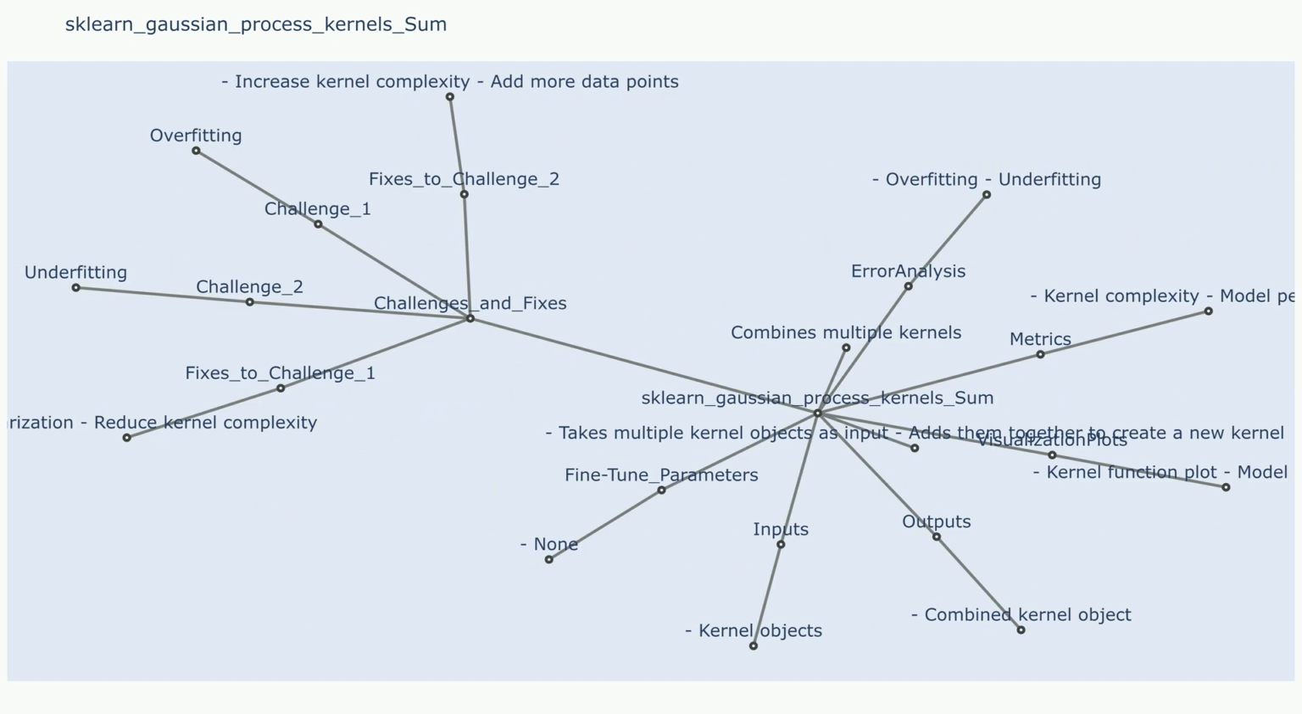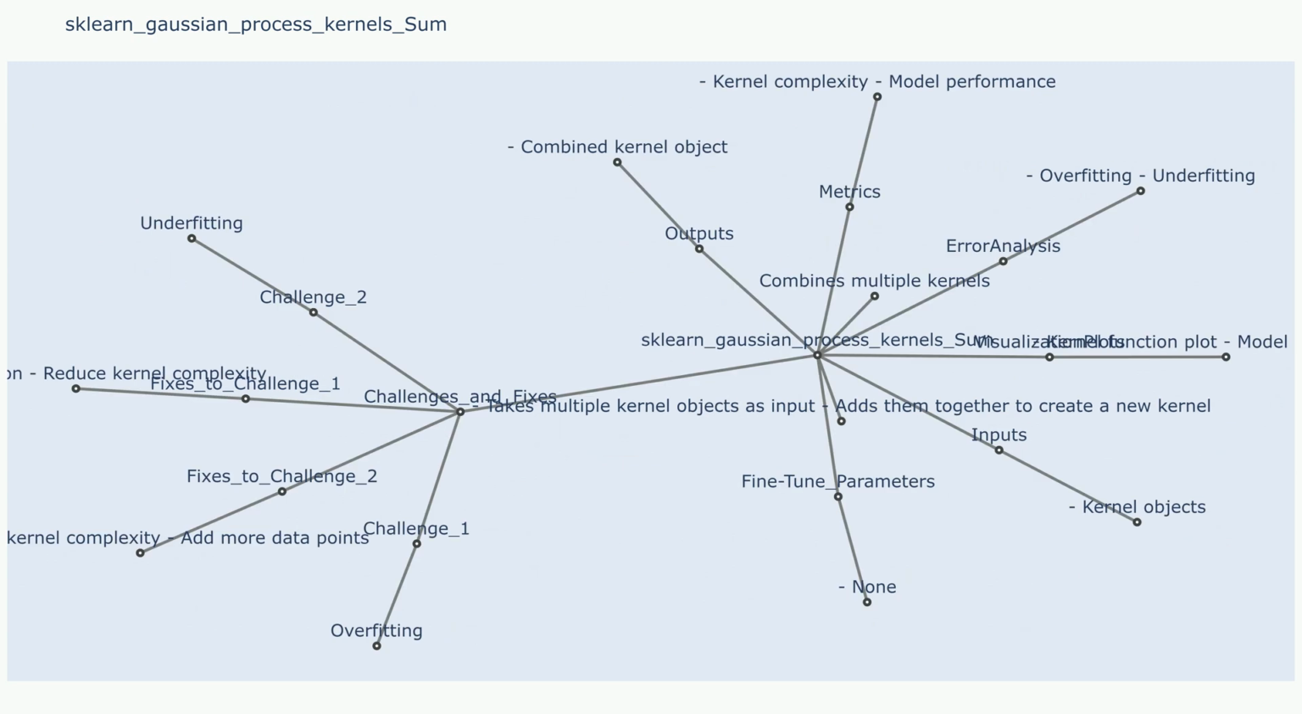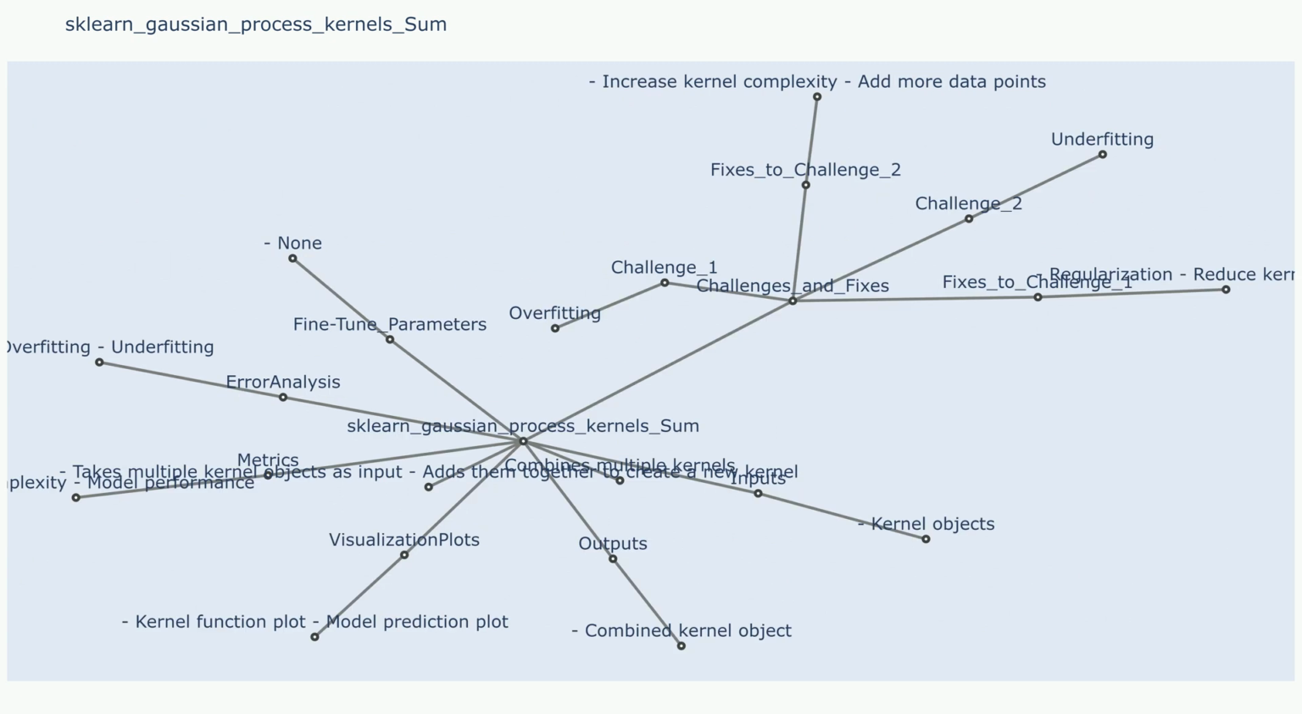Fine-tune parameters. Parameter 1: parameters of individual kernels. Each kernel within the Sum kernel will have its own set of parameters. Fine-tuning these parameters, e.g., length scale for the RBF kernel, is crucial for achieving optimal performance. Parameter 2: hyperparameters of the Gaussian process model. The model itself has parameters that need to be tuned, such as the noise level, to find the best fit for your data.